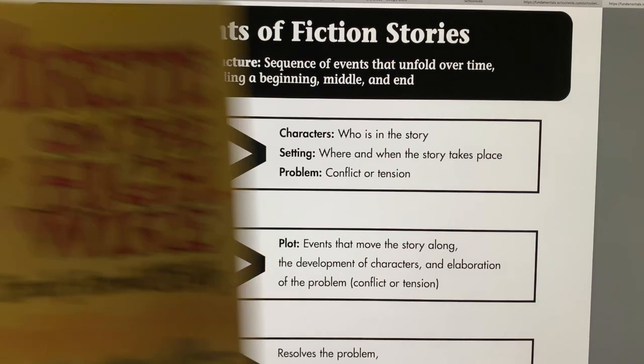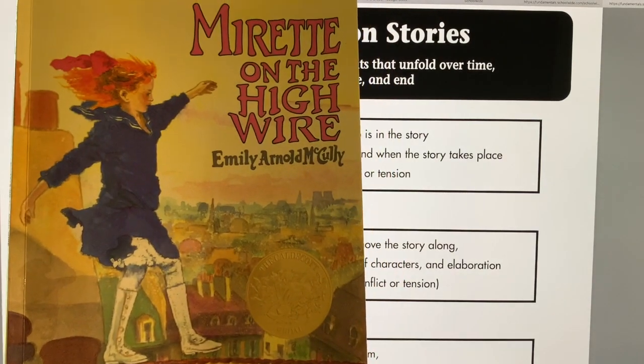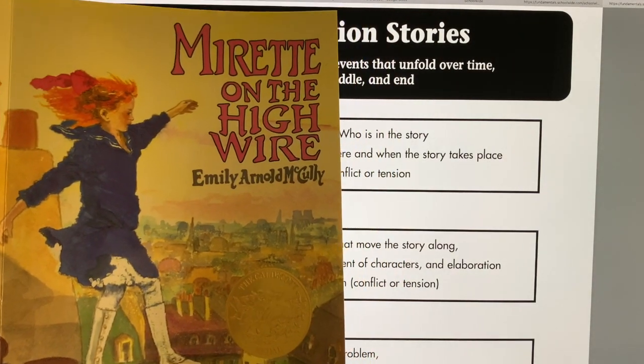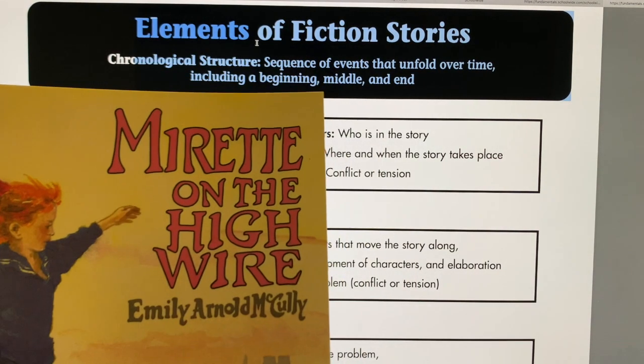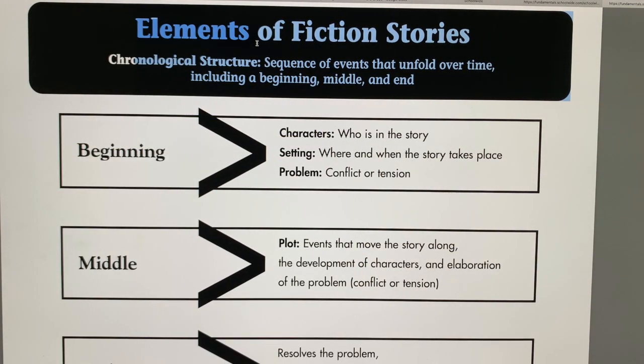I am going to be reading a story to you today called Mirette on the High Wire by Emily Arnold McCauley. But as we are reading this story, we are going to be thinking about the elements of fiction stories because this is a fiction story. And this particular story, like most fiction stories, is told in chronological structure, which means that it is a sequence of events that unfold over time, including a beginning, middle, and end.